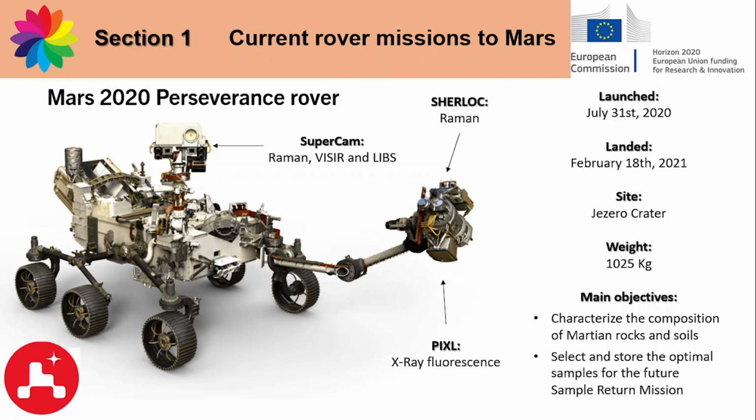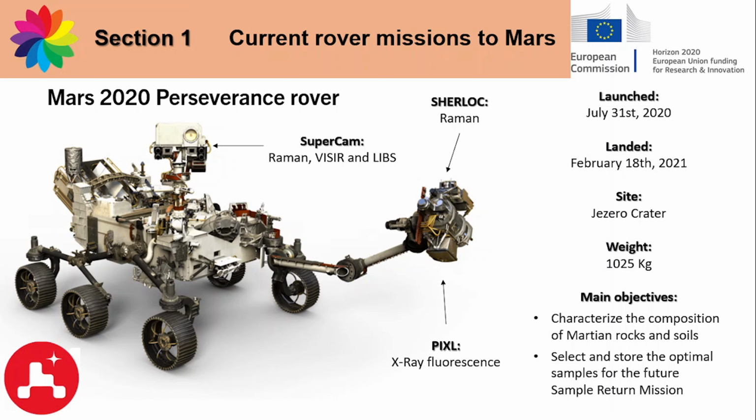As I said before, there are new rover missions that have been sent to Mars. One of the most important for sure is the Mars 2020 mission that has been led by NASA. And as most of you probably know, the Perseverance rover landed on Mars in February 2021. The main objective of this rover is to characterize the composition of Martian rocks and to select and store the optimal samples for the future sample return mission.